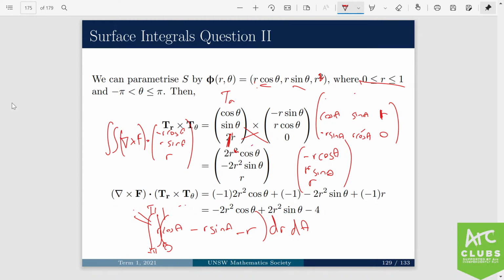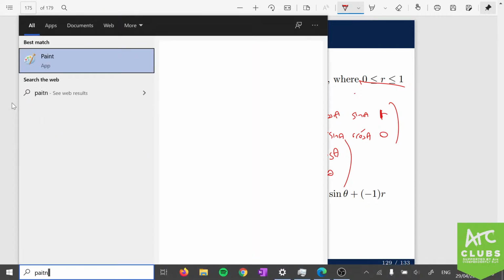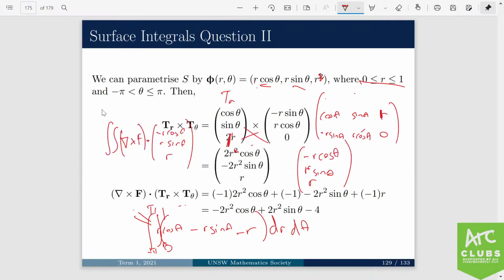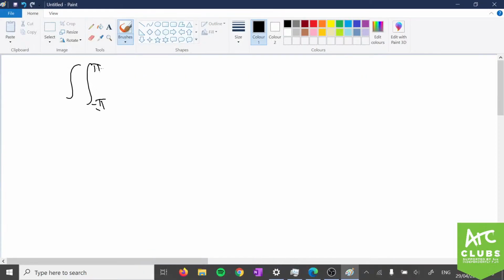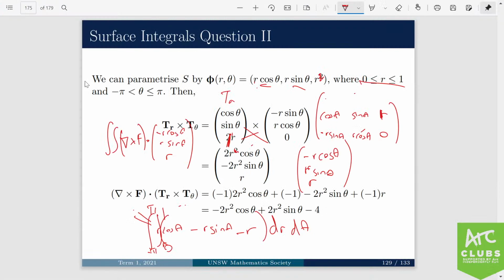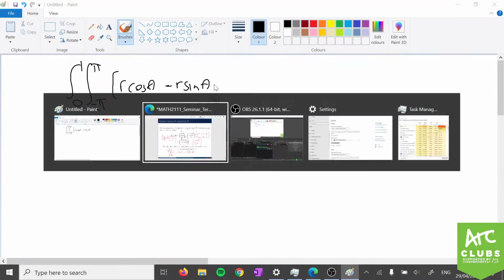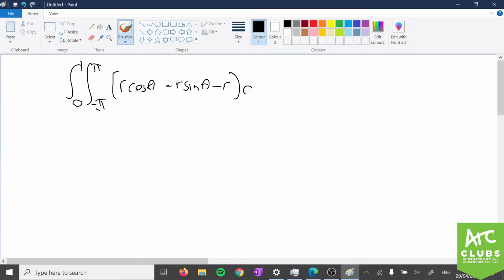And you can just evaluate that. Oh, here's my backup paper. Okay, so we have the integral, and I'll do theta first, so from minus pi to pi. Remember, you can always switch the order of the integrals. So r cos theta, r sine theta minus r, d theta dr.